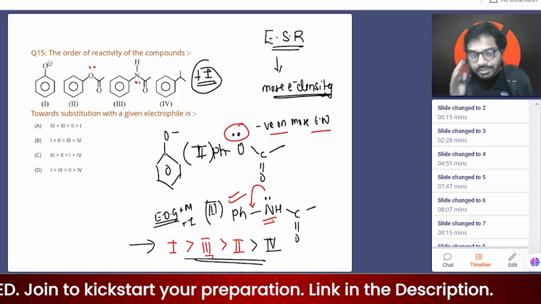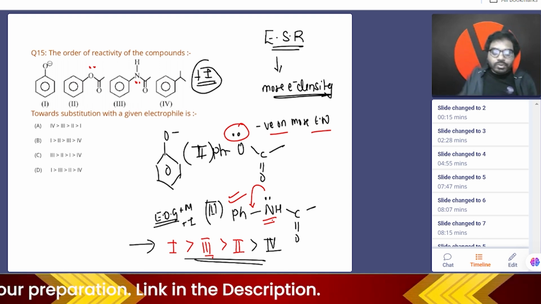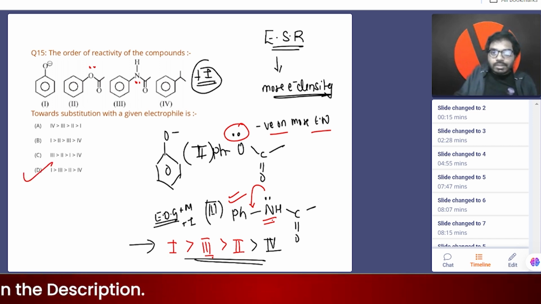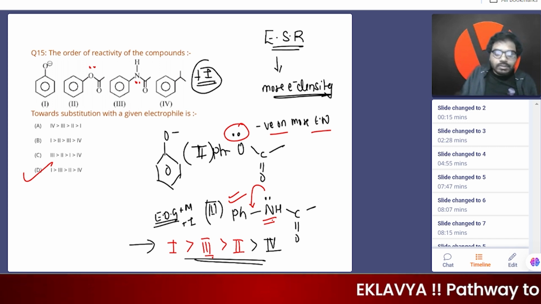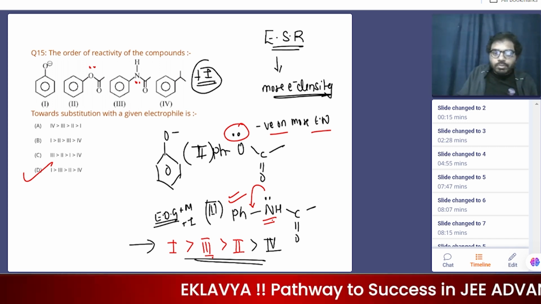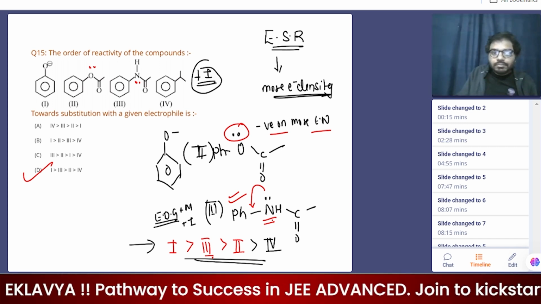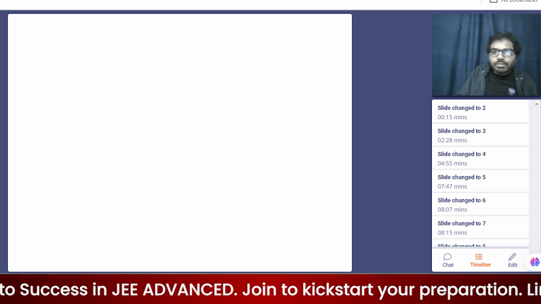So I hope this is clear to you. Fine. So the answer for this particular question will be D, the correct option. D will be our correct option. So I hope the point is clear to you. So moving to the next question now.